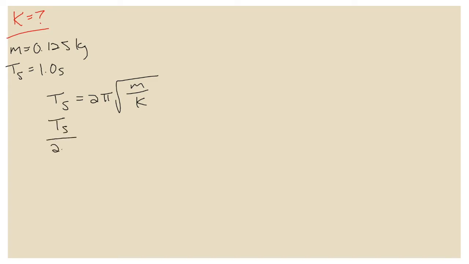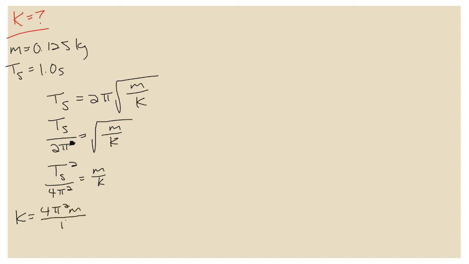The first thing we have to do is move the 2 pi over to the other side. And so we have the period over 2 pi equals the square root of m over k. Then, of course, we're going to have to square everything. So we have the period squared over 4 pi squared, and that's going to be equal to m over k. And then, when we solve that for k, we do that by moving the 4 pi squared up and over. So that's going to give us 4 pi squared m. And then, of course, we're going to have to divide by the square of the period. But there it is, our equation for the spring constant.